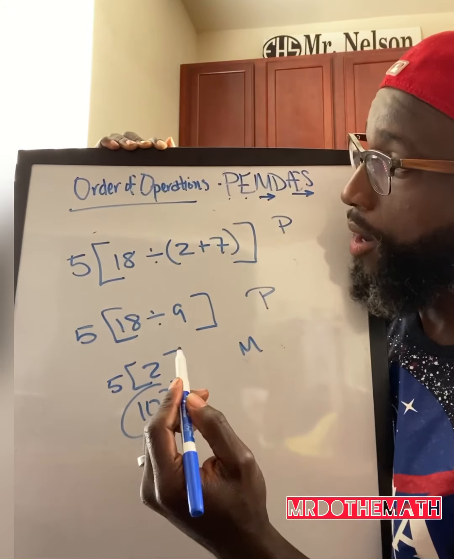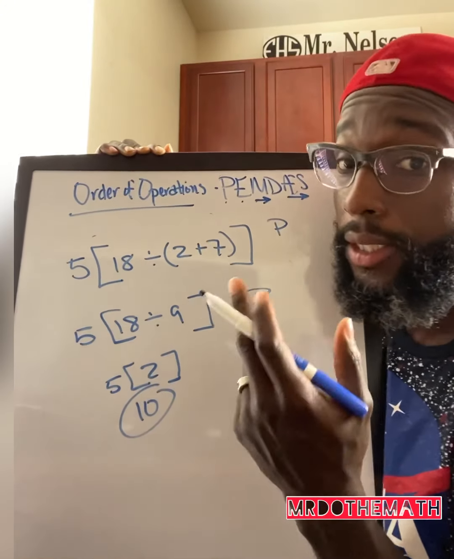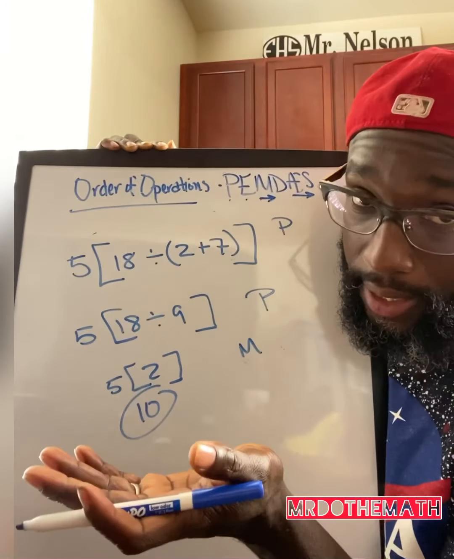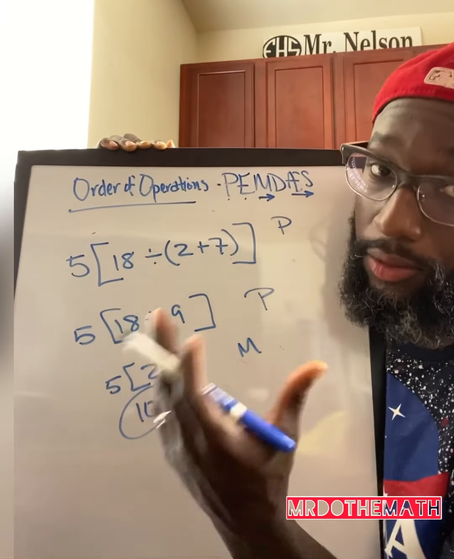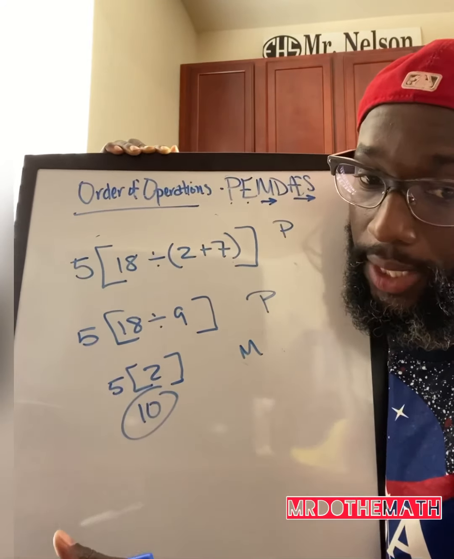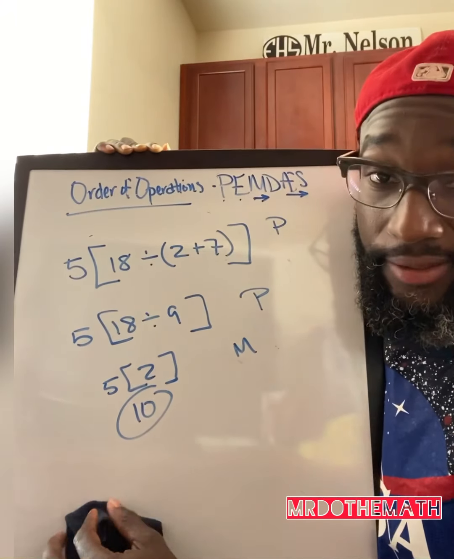So in this particular problem, we had two sets of grouping symbols, right? The brackets, then the parentheses. So you work the parentheses because they were inside the brackets, right? And then you work the brackets because there are no more parentheses. And then from there, you're just left with multiplication. And Bob's your uncle. The answer's 10, okay?